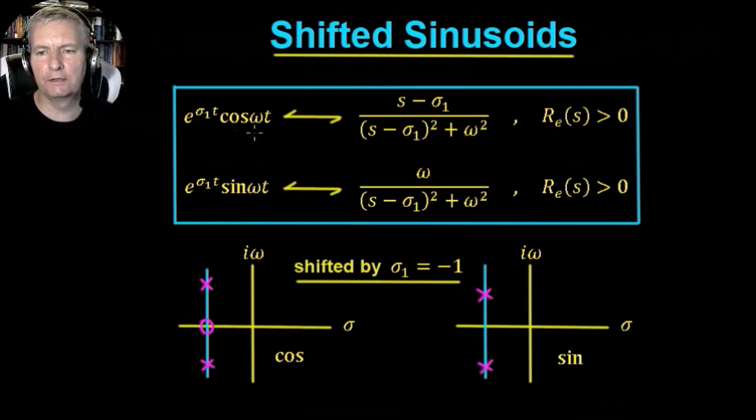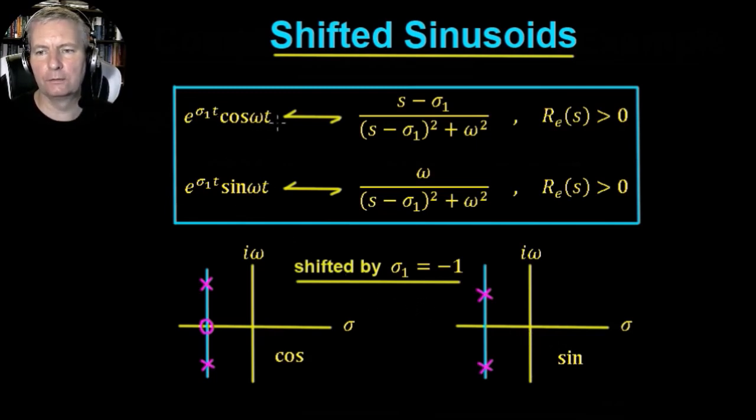So when we multiply these two together, it has the effect of taking the cos omega t, which would normally sit here on this i omega axis, and it shifts it along in the sigma axis, so we'll shift it to this new position here. The similar thing will happen with the sine. The sine would normally sit along the i omega axis, and now it can be shifted to a new point given by the value of sigma 1.